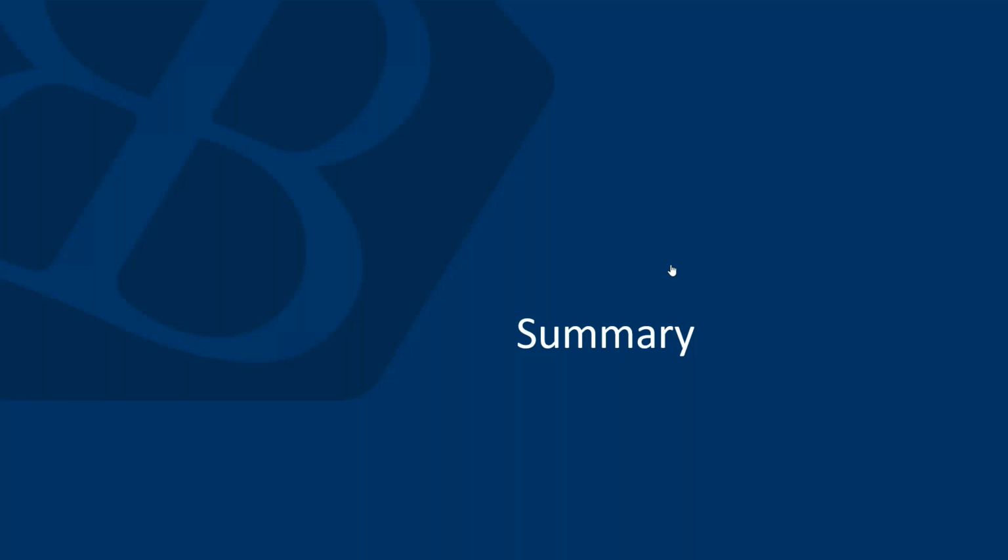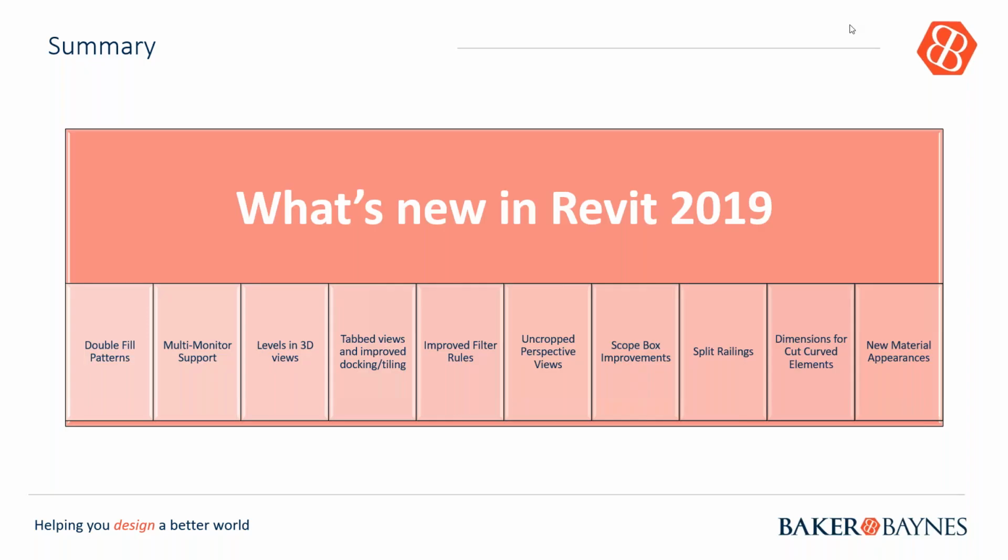The 10 that I covered, in summary, include the double fill patterns, the multi-monitor support, viewing your levels in 3D, the tabbed views or improved docking and tiling, the improved filter rules, uncropped perspective views, the scope box improvements, split railings, dimensions for cut curved elements, and the new improved material appearances. Those are the 10 that I covered, but of course in the video you saw additional ones.